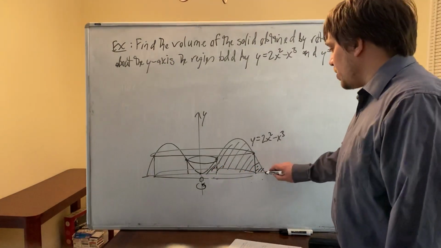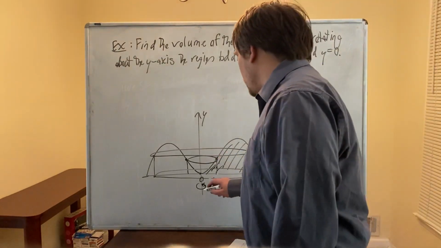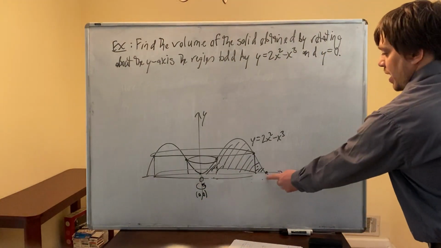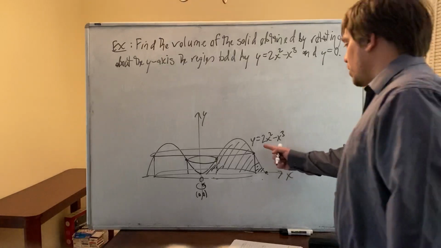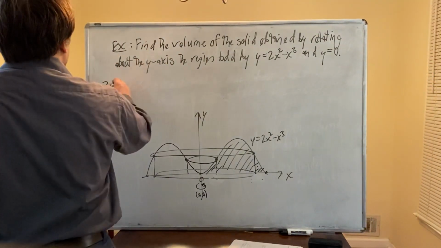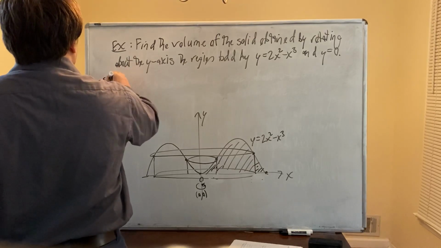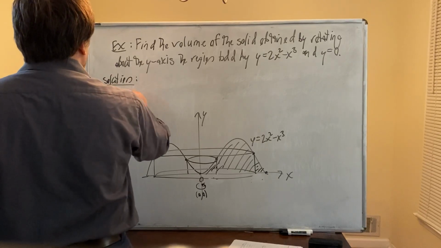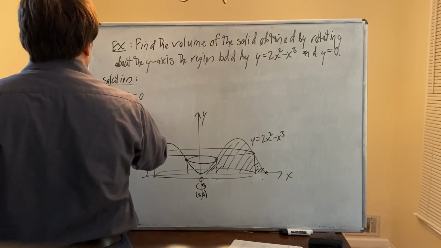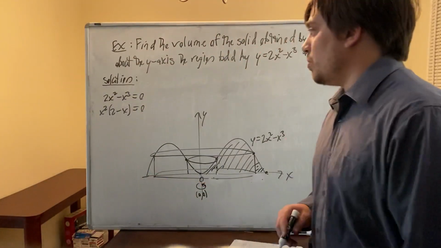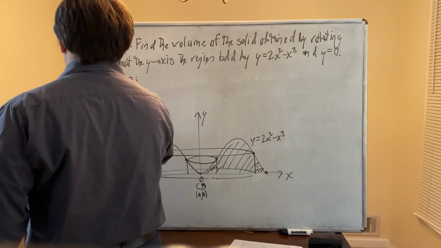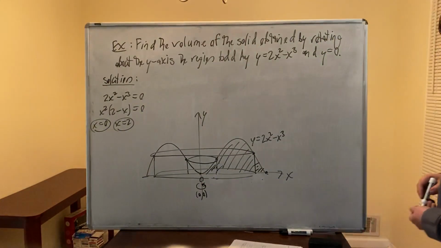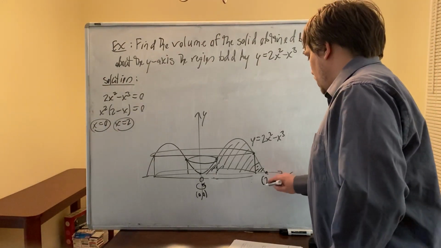We need to know the coordinates of the points where this curve crosses the x-axis. The origin is obviously 0, 0. What is the x-coordinate of the other point? For the solution, if we have 2x squared minus x cubed equals 0, and I factor out the greatest common factor of x squared, I get x squared times 2 minus x equals 0. That means either x equals 0, because x squared is 0, or x equals 2, from 2 minus x being 0. So the coordinates here are 2, 0.